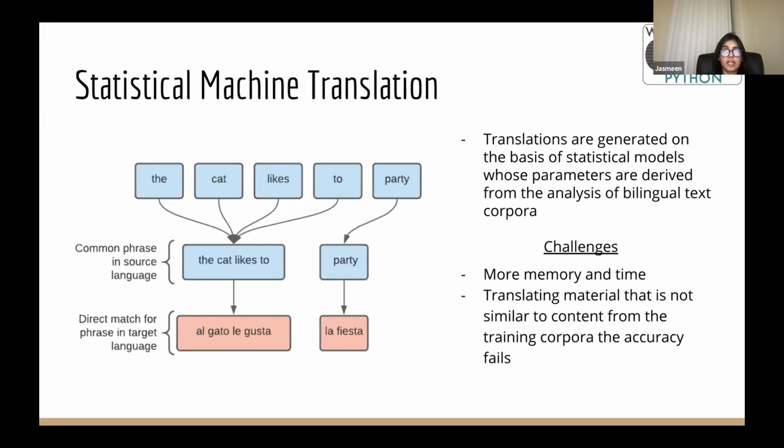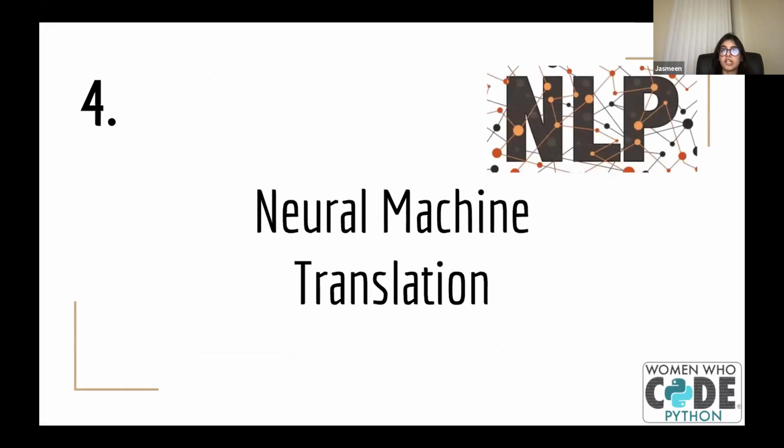In this example, you'll see that the phrase "the cat likes to" is a common phrase in the source language. This will be translated much more accurately than if you just did word to word, like how we did in rule-based systems. The challenges of statistical machine translation were that it consumes a lot of memory and time. As SMT relies on previous translations, if the material being translated is not similar to the content from the training corpora, the accuracy fails drastically. So, with the power of deep learning, neural machine translation is the most powerful algorithm to translate text from one language to another.